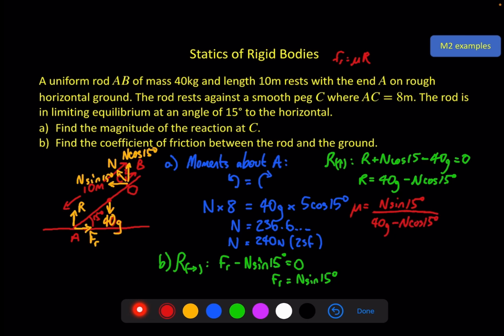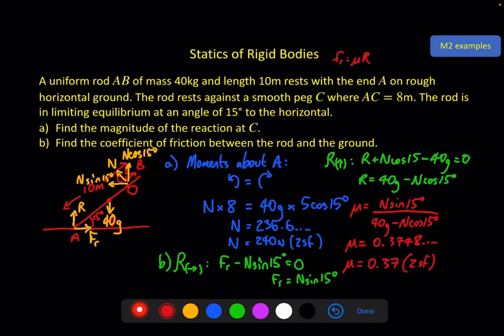And I'm going to put all of that on my calculator, including this divided by 8 for N, in order to keep maximum accuracy. And that gives me mu is equal to 0.3748... And again, because I've used 9.8 for g, round that to 2 significant figures, 0.37.